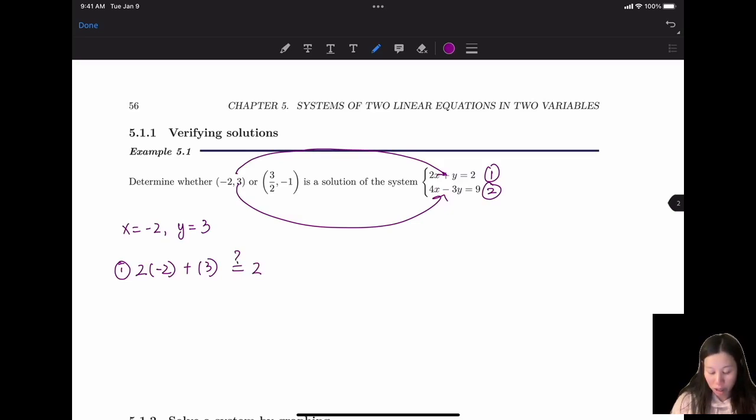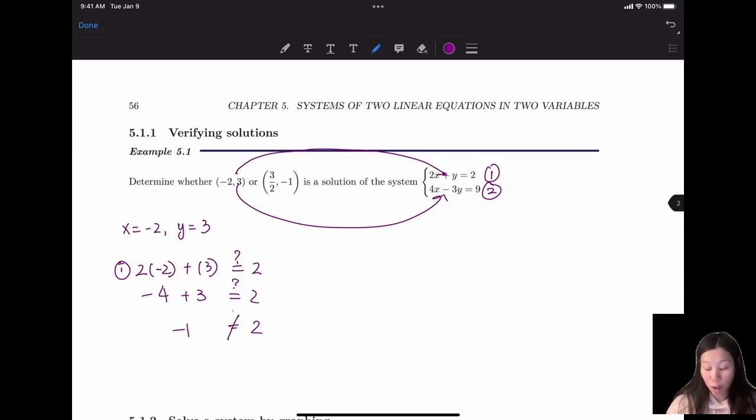So 2 times -2 equals -4, plus 3. Does it equal 2? No, the left side of the equation equals -1, and the right side of the equation equals 2. So that means they're not equal.